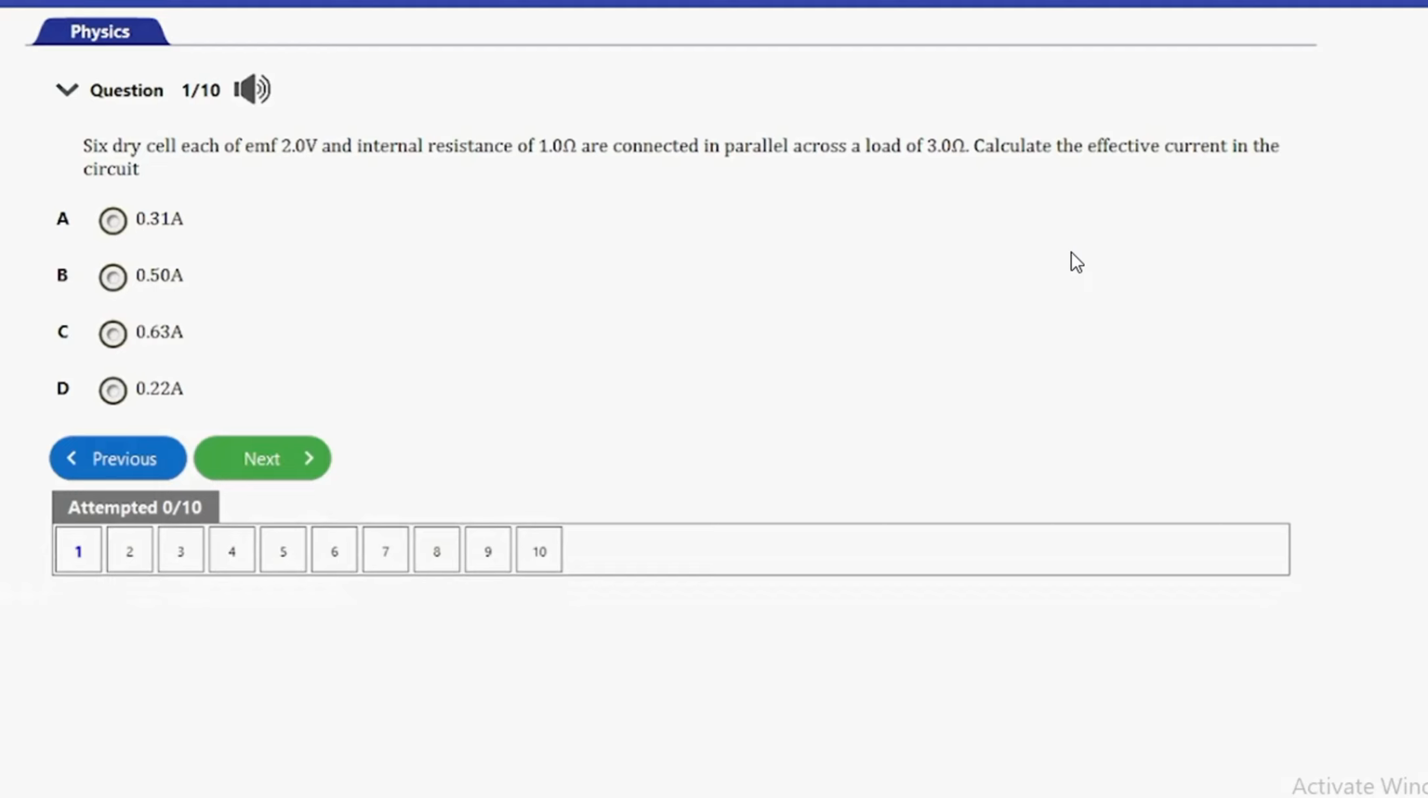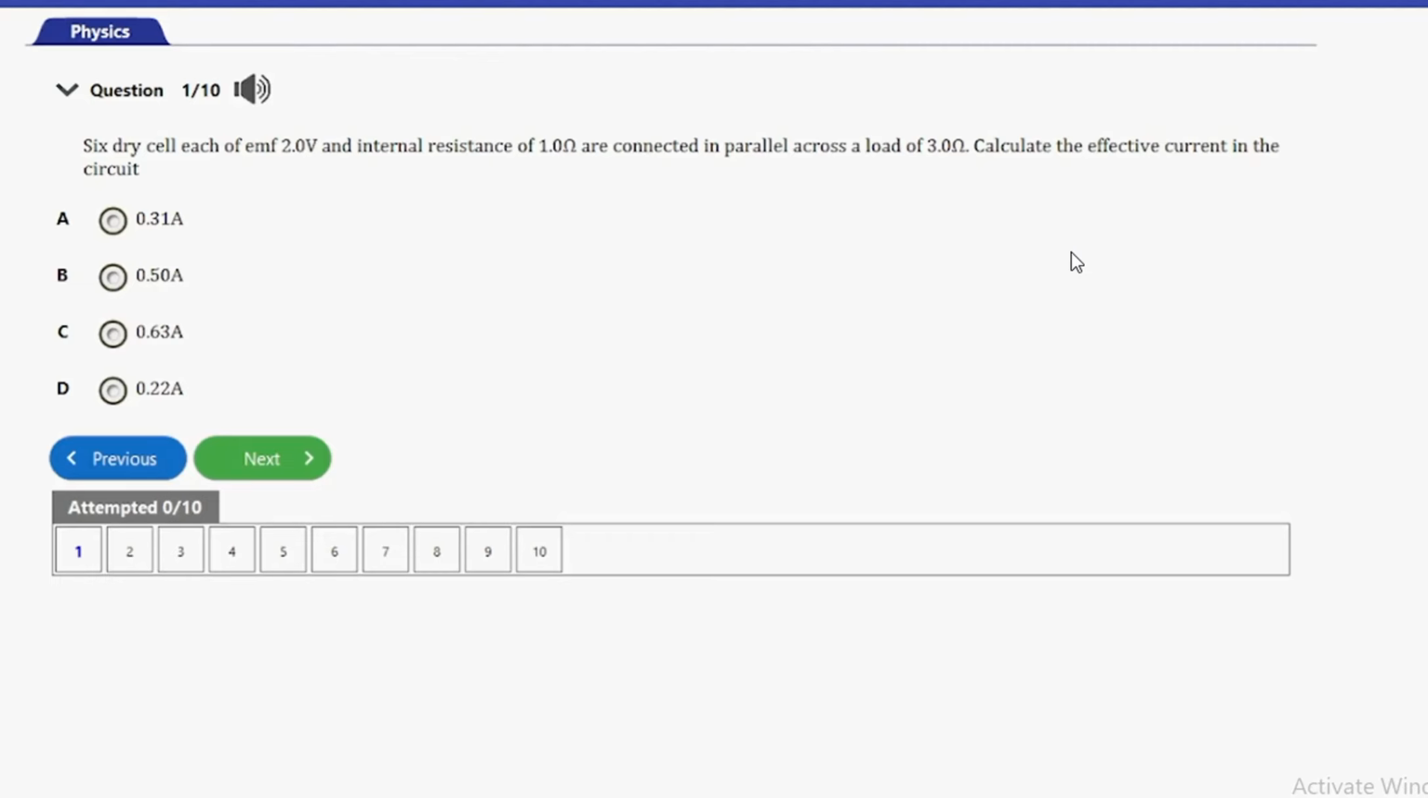It says 6 dry cells, each of EMF 2.0 volts and internal resistance of 1.0 ohm are connected in parallel across a load of 3.0 ohms. Calculate the effective current in the circuit.